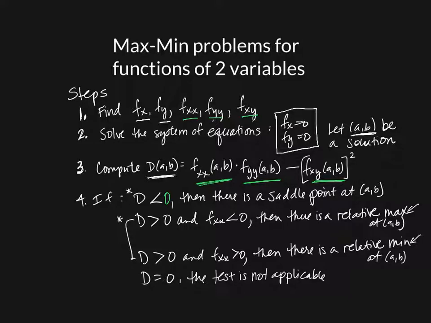If D is positive, then we either have a max or a min. So we have a maximum if the second partial with respect to x is negative, and we have a minimum if the second partial is positive. Okay? So D being greater than 0 doesn't tell me whether I have a max or a min. I have to then look at the second partial with respect to x.